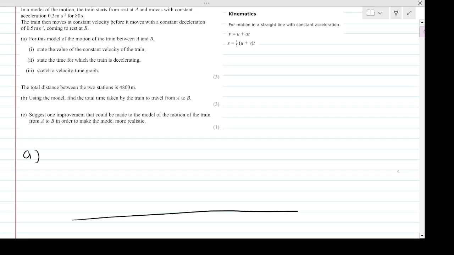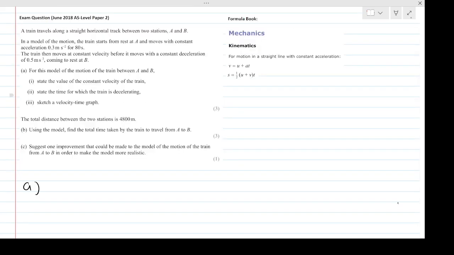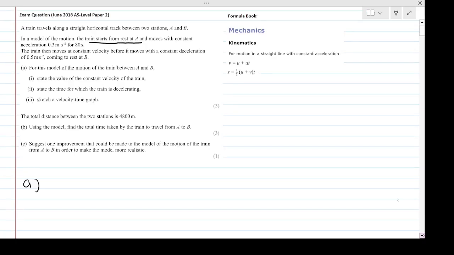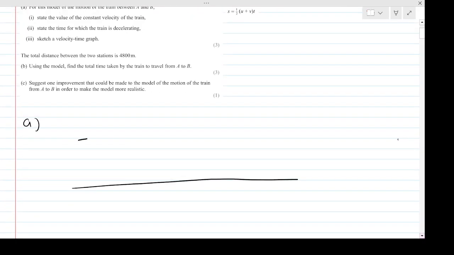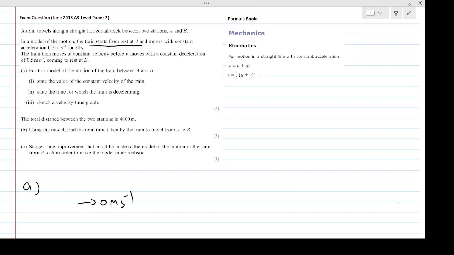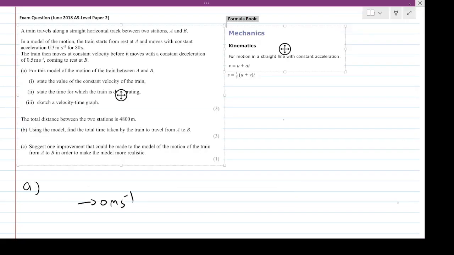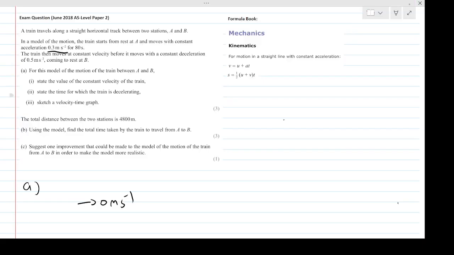Okay, so we are told the train starts from rest. So again, if it's at rest, that means the speed is 0. And I'll say that's A, right? At station A, then it ends at station B. Then it moves with constant acceleration 0.3.